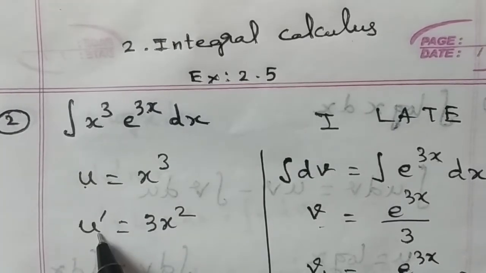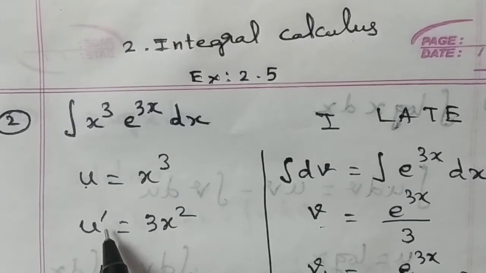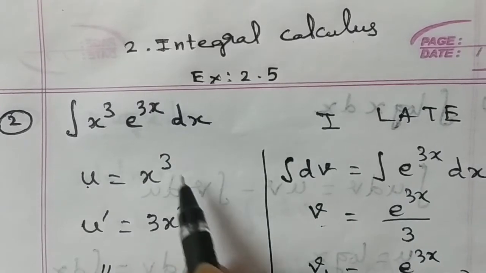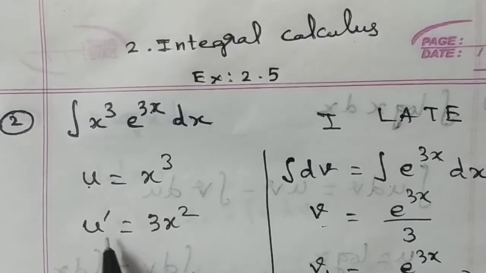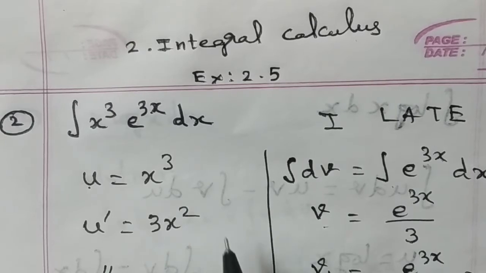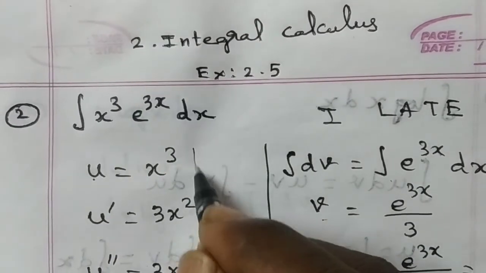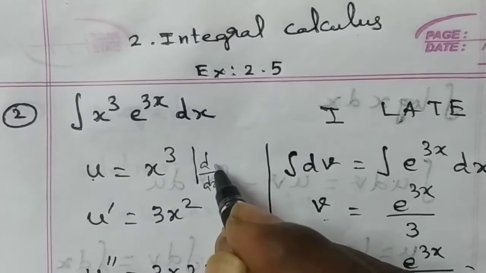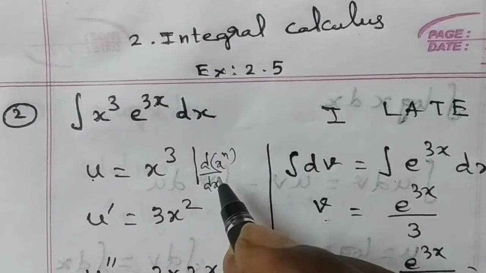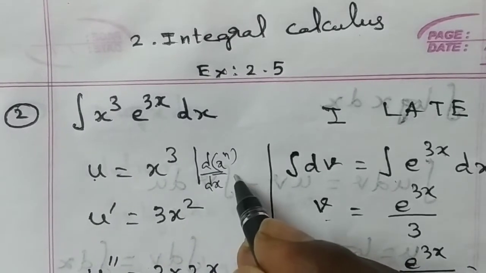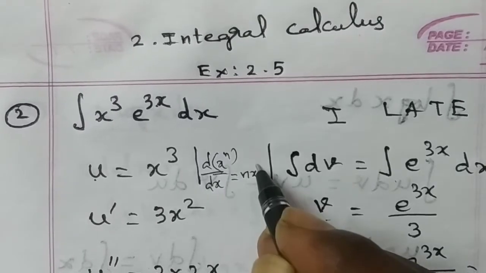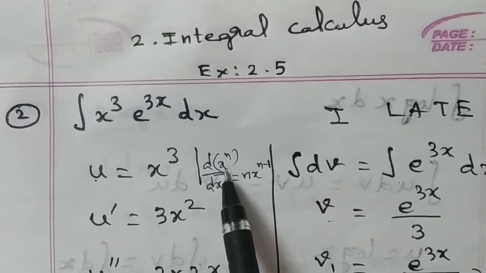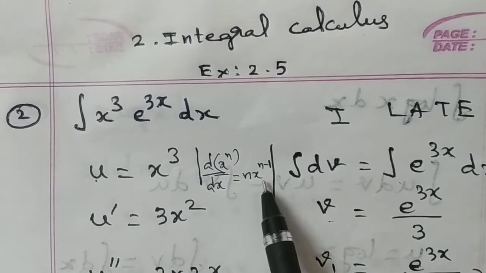Now find the value of u dash. For u dash, we find the differentiation. We know the differentiation formula: d by dx of x power n is equal to n into x power n minus 1. The derivative of x power n is n into x power n minus 1.